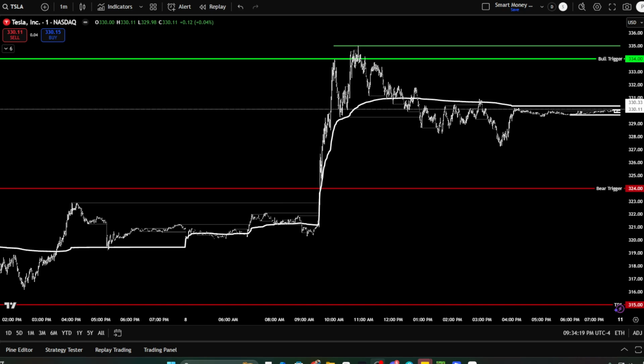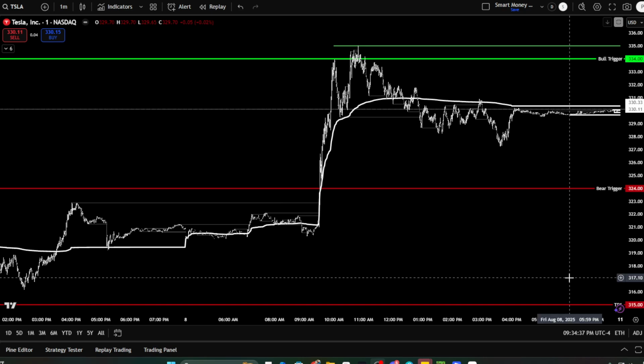This is Rustic. Today, we're going to be taking a look at Tesla's chart, at where price came from recently and where price might be headed into the rest of the week. I already took the liberty of putting our key levels for this week's trade plan on the chart. So let's go ahead and dive into it.